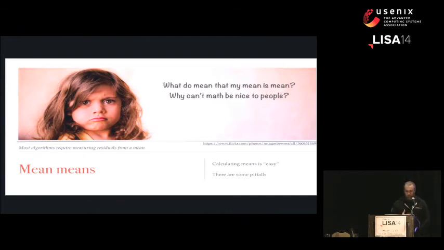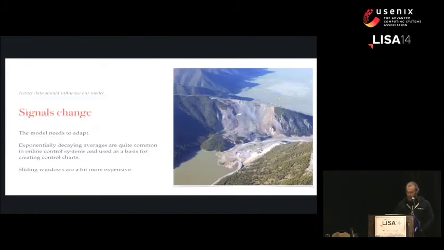So the problem is that there are a lot of different ways to calculate means, and this is where user expectations come into it. If you have a complex algorithm to detect signal change, the model needs to adapt.